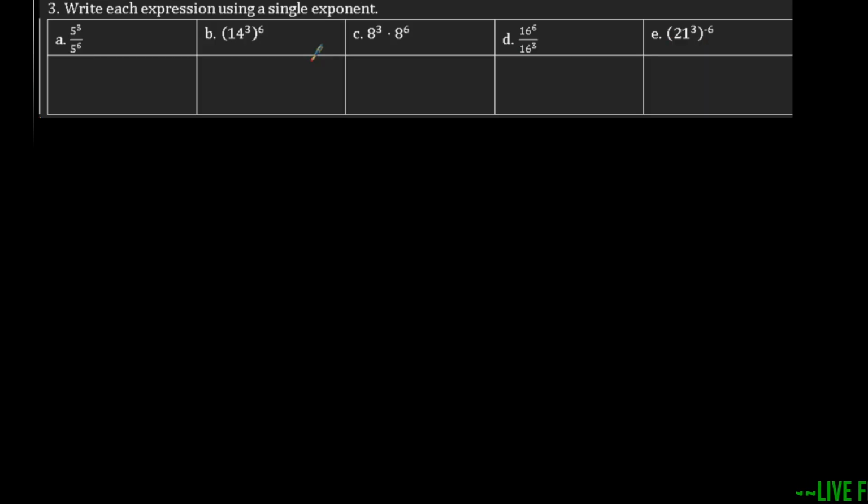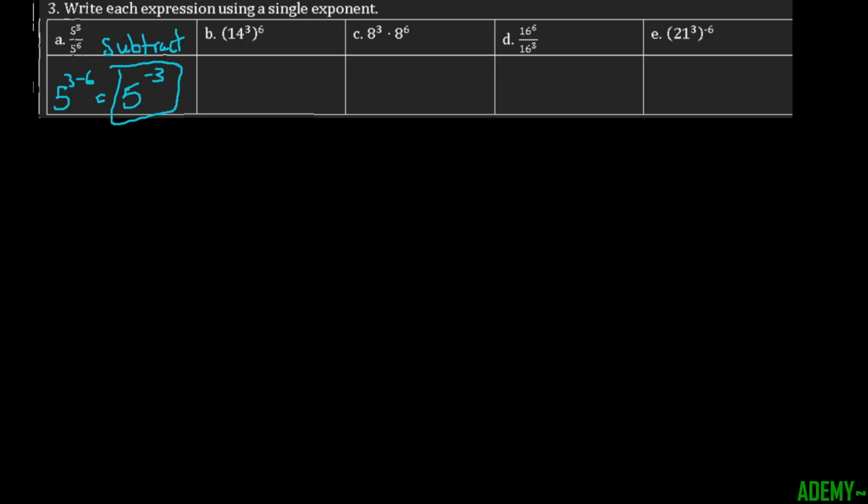Then for number 3, it says write each expression using a single exponent. So for this first one, I'm going to subtract the exponents because I'm dividing. So I have the same base, so I'm going to say this is going to be the same as 5 to the third power minus 6 in the exponent, which is equal to 5 to the negative 3 power.